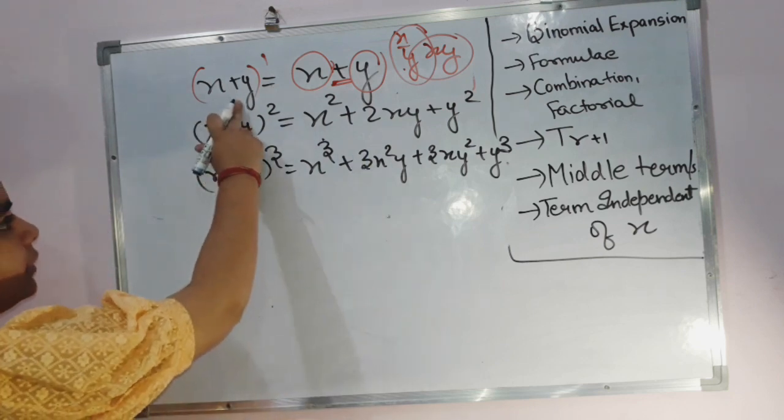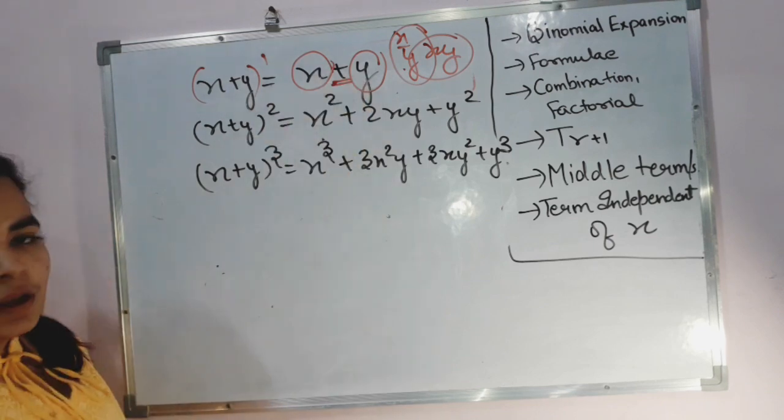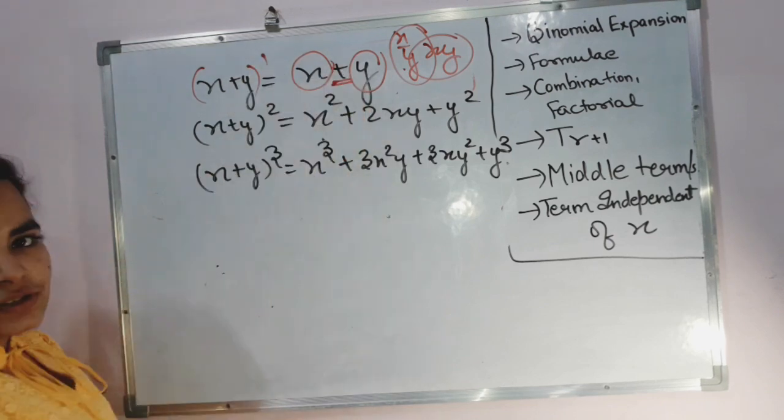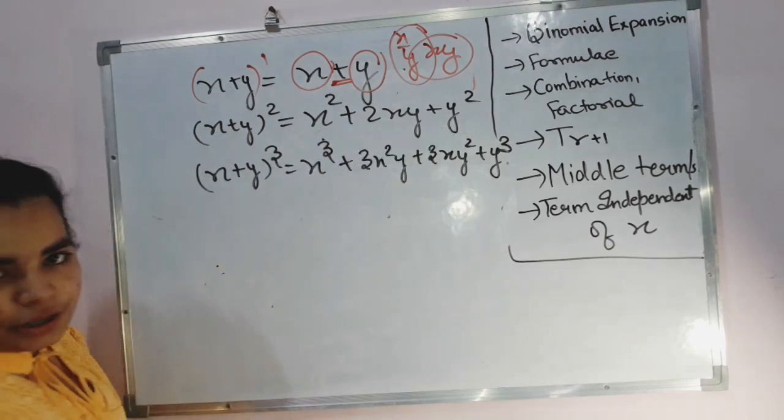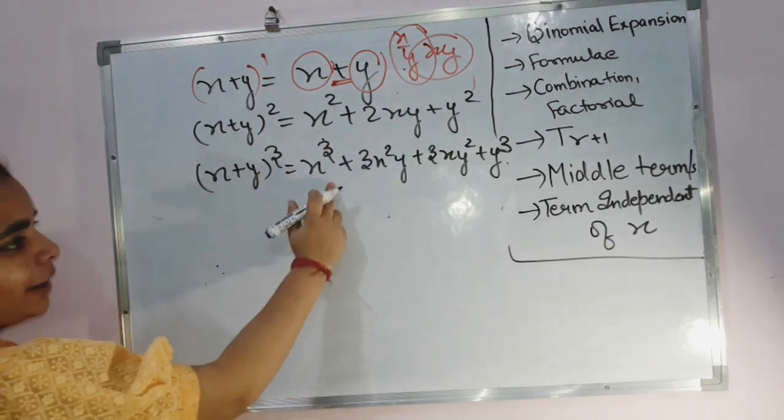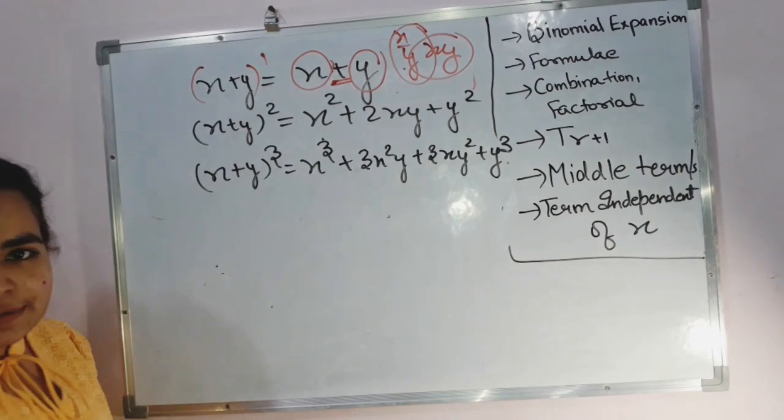So in this expansion, I was having two terms. Power is 1, 2 terms. Power is 2, I am getting 3 terms over here. Power is 3, I am getting 1, 2, 3 and 4. 4 terms I am getting.